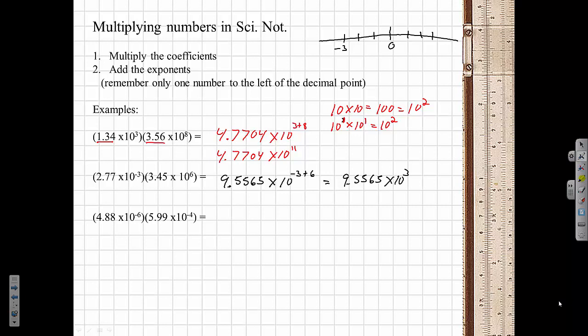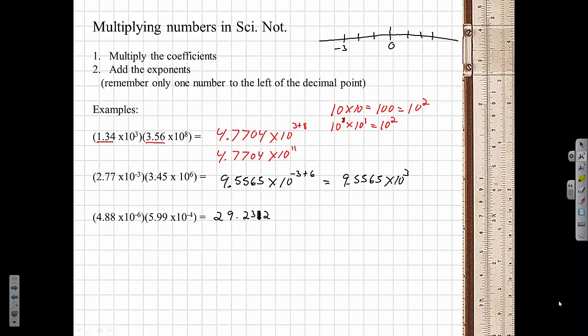This last one here, 4.88 times 5.99. This is interesting. It gives us a value of, this is essentially almost 5. 4.88 is almost 5 times almost 6. So we get 29.2312. That's the coefficient.